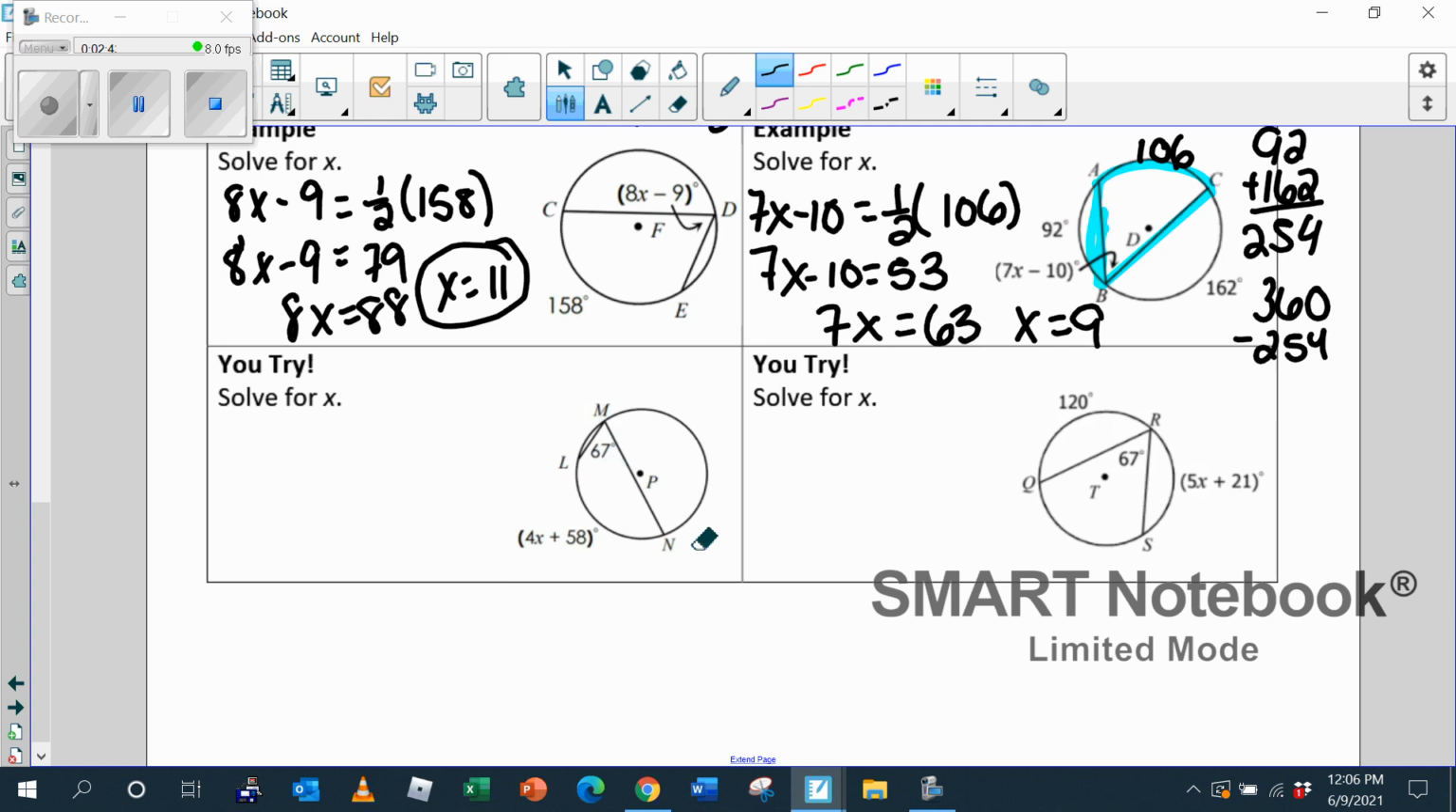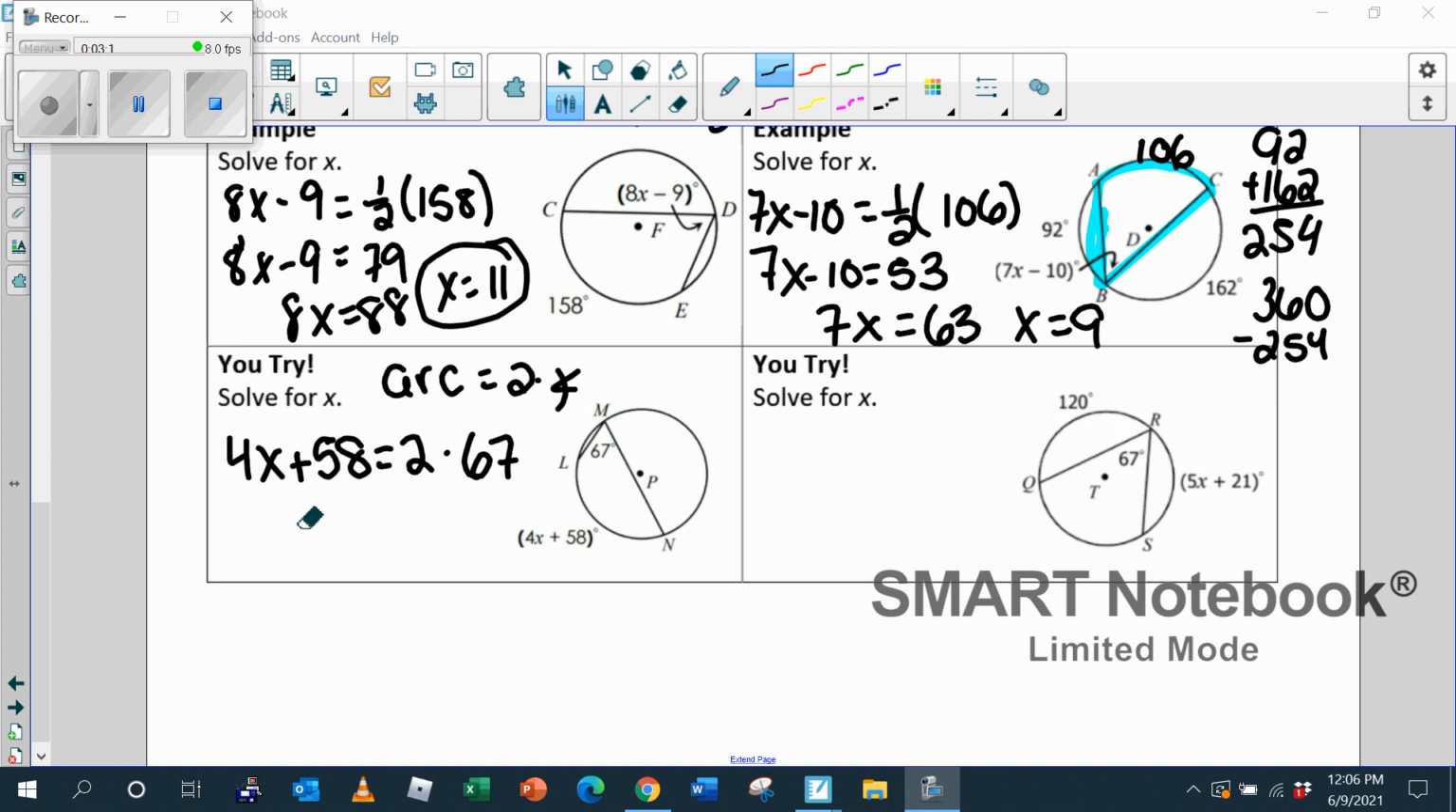All right, I'm going to start you off with the you try before you actually try it. So look, I'm giving you the arc. I'm sorry, I'm finding the arc because that's what the x is associated with. I give you the angle. So we're going to use that the arc is equal to 2 times the angle. So the arc is 4x plus 58 equals 2 times the angle, which is 67. They're associated together. All right, you can pause it. And we should have gotten x is equal to 19.